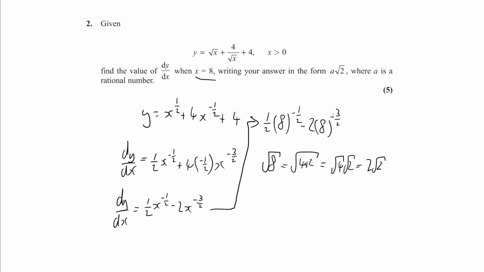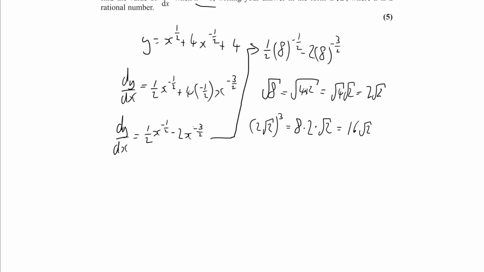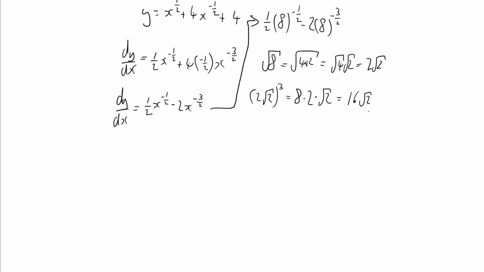And now because we have to the minus 3 halves up here, we're going to have to cube this and see what we get. So I want to work out 2 root 2 cubed, which is equal to 2 cubed, which is 8, times by square root 2 cubed, which is the square root of 2 times the square root of 2 times the square root of 2. So we get square root of 2 times square root of 2 is 2, times by the third square root of 2, which is equal to 16 square root of 2. So now we have these, we can sub these in up here, we should get a final answer.